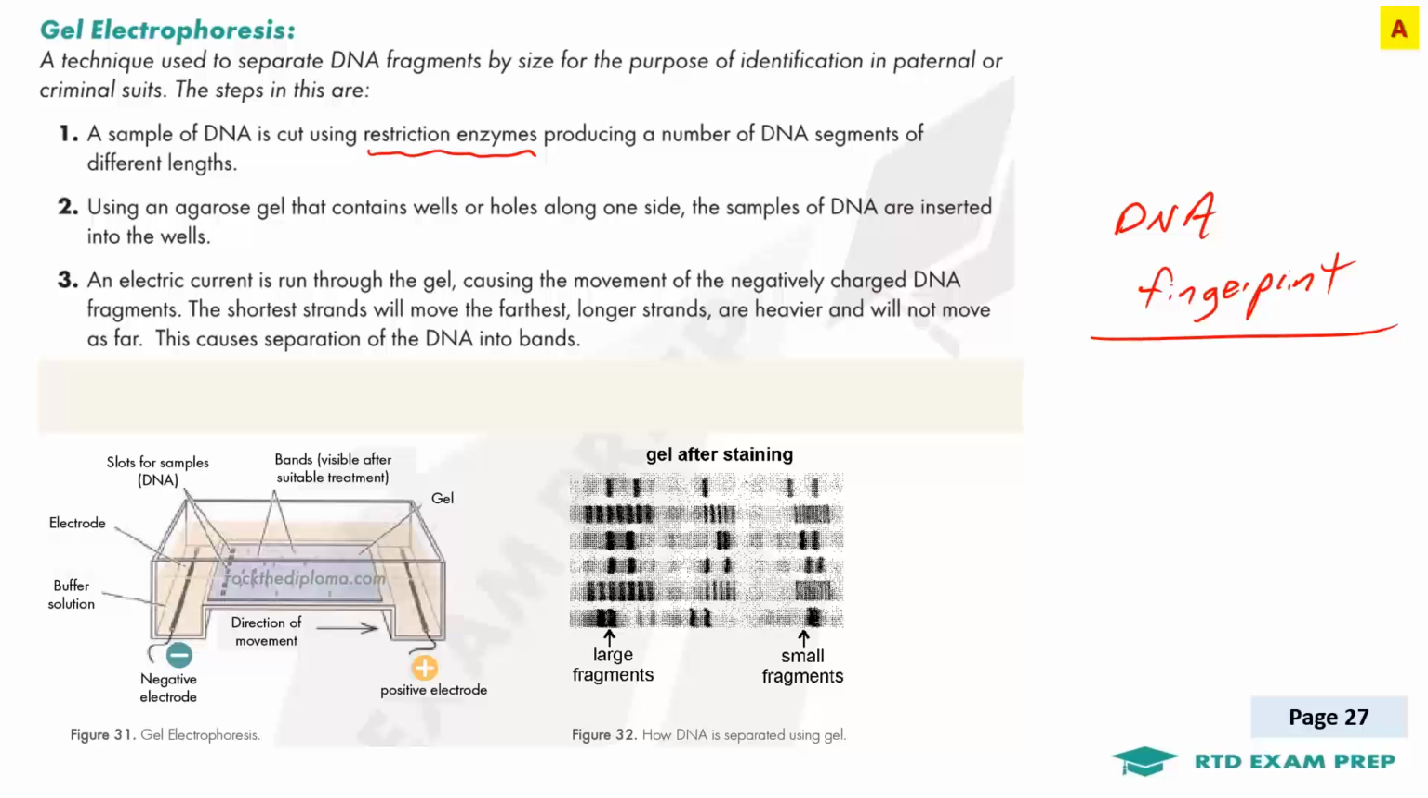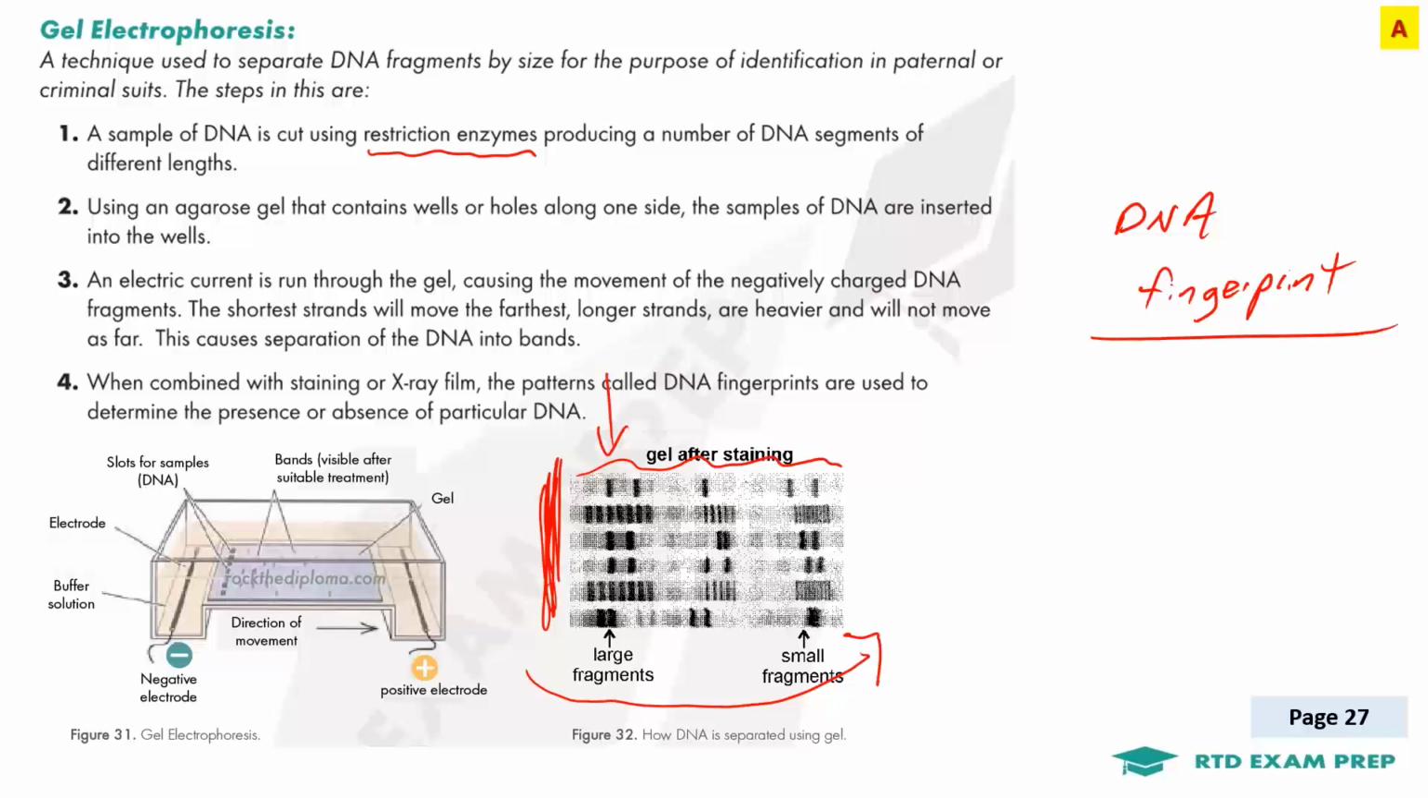Because DNA is negatively charged, the shortest strands, so we put them all here originally, here's my well, are going to be attracted and easiest to move. They'll move the furthest. The heavier strands will remain closest to the original well. This will cause the separation, and we can see the distinct bands that are happening. And lastly, when combined with a staining or X-ray film, we can now create the DNA fingerprint.